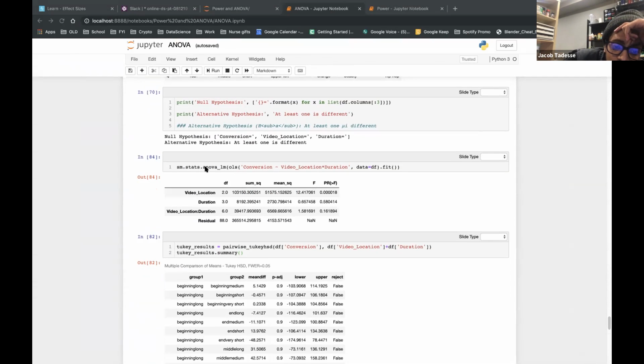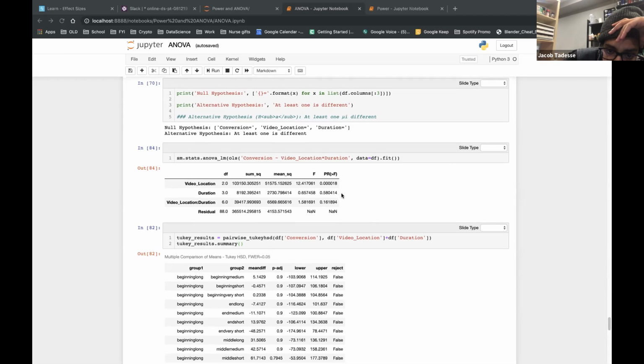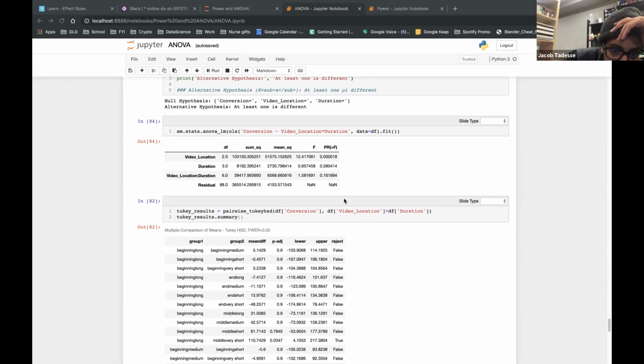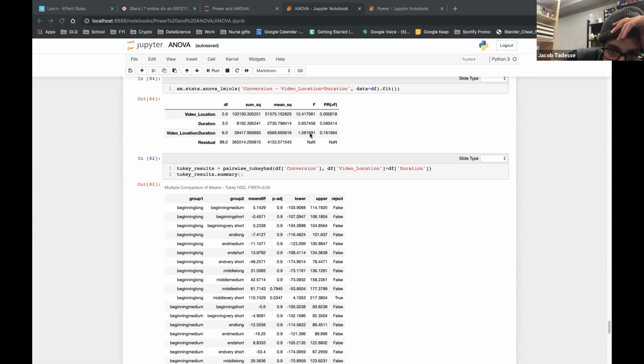I did the stats ANOVA to compare the video location and duration, and looking at the F statistic, video location had a large impact. The p-value was pretty much 0, as opposed to duration. But looking at duration, it was still a pretty large impact.